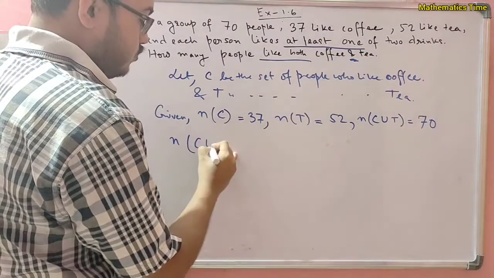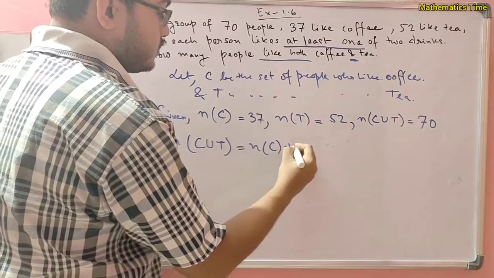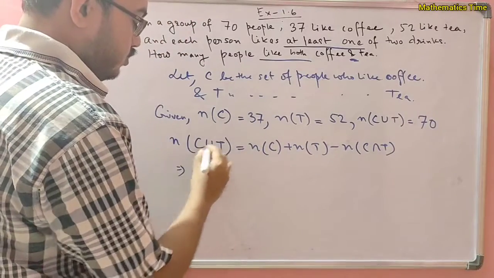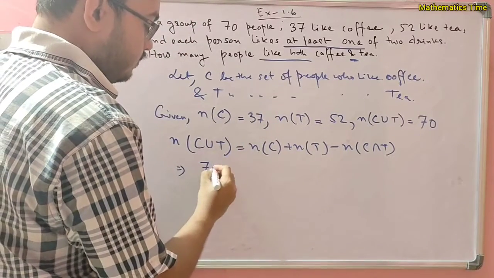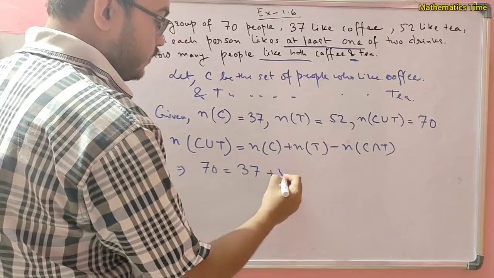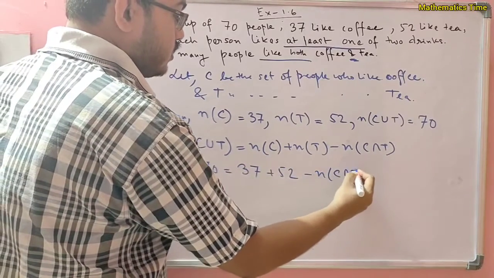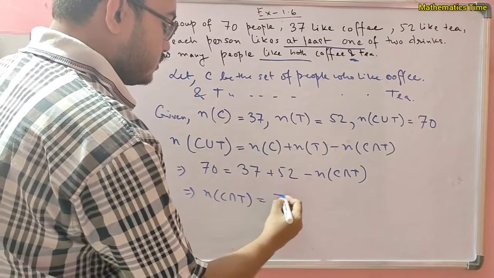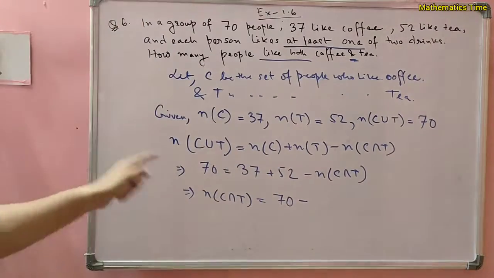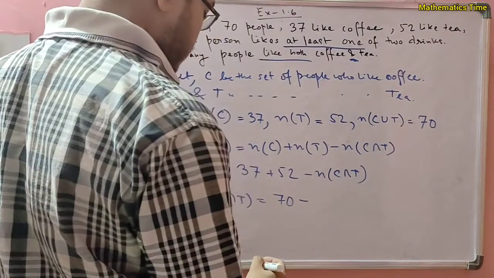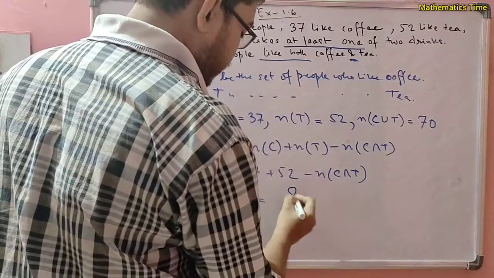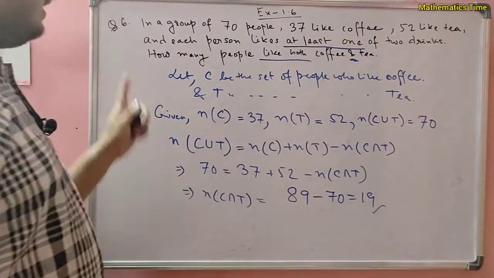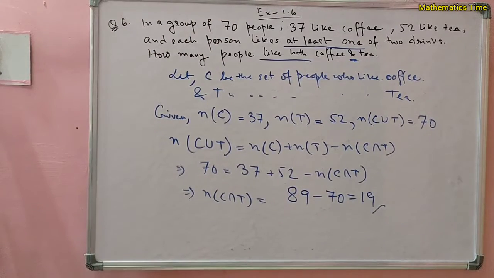So applying the formula, n of C union T is equal to n of C plus n of T minus n of C intersection T. The union is given as 70, n of C is 37, n of T is 52, and n of C intersection T we have to find out. So n of C intersection T is 89 minus 70, that is 19. So 19 people like both coffee and tea.